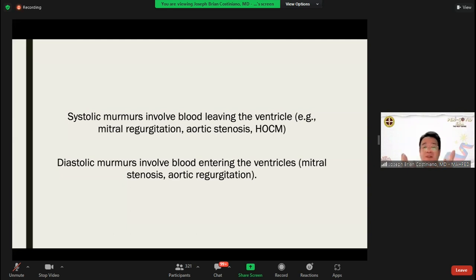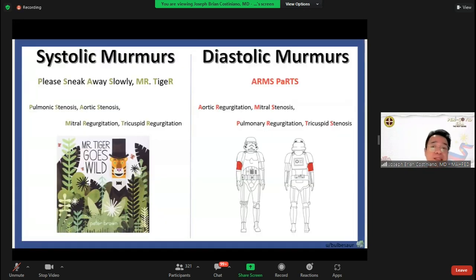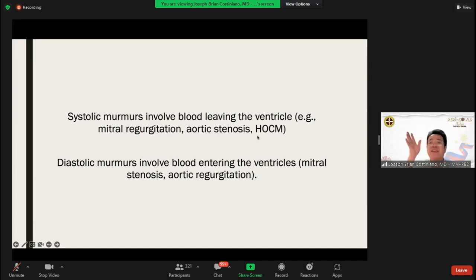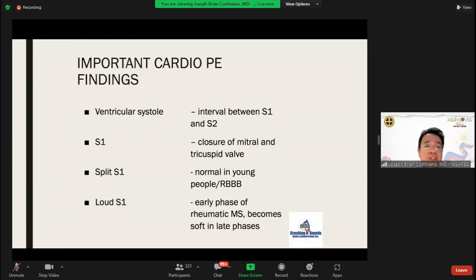I hope you get it, no? Because it's easier to understand. Even if you forget the systolic and the diastolic murmur mnemonics, please sneak away slowly, Mr. Tiger, arms parts, as long as you get that the murmur, that disease involves blood leaving or entering the ventricles, then you can answer whether it is systolic or diastolic. You can answer it just by this idea, just by this definition. Okay, important cardio-PE findings.